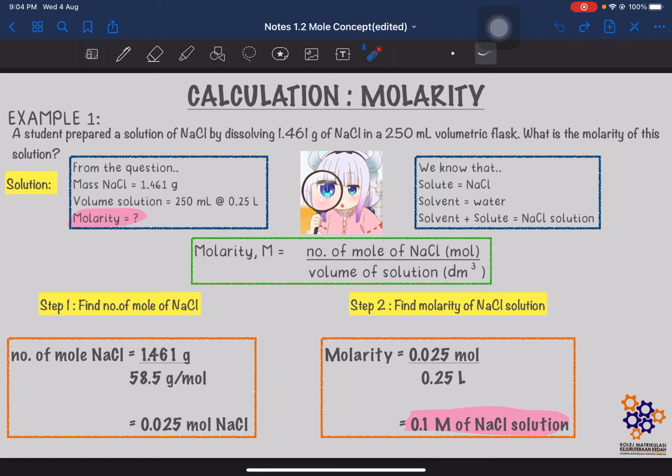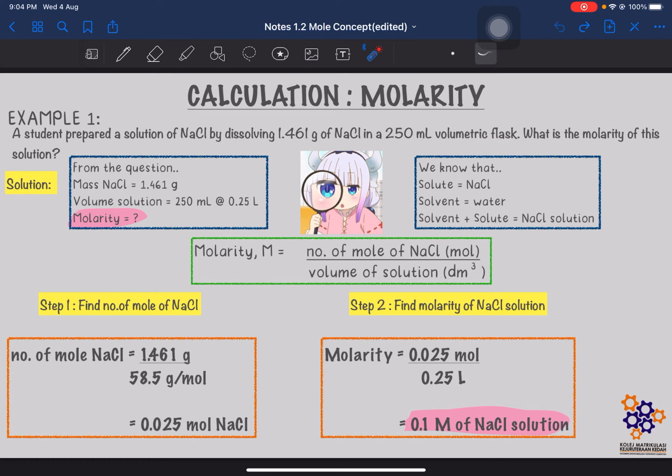So let's look at example 1. The question states that a student prepared a solution of sodium chloride by dissolving 1.46 gram of sodium chloride in 250 ml of volumetric flask. What is the molarity of the solution?